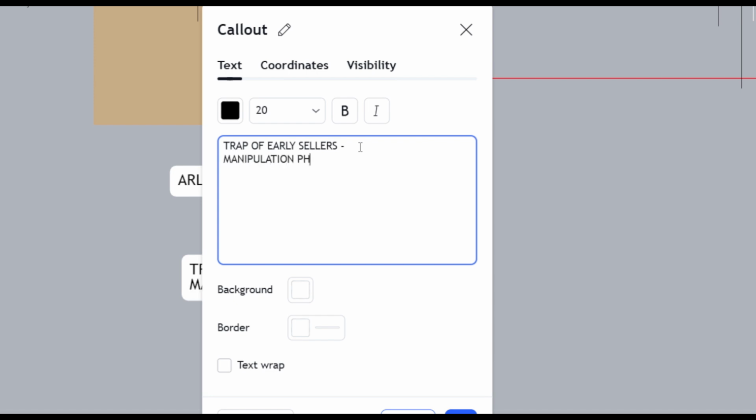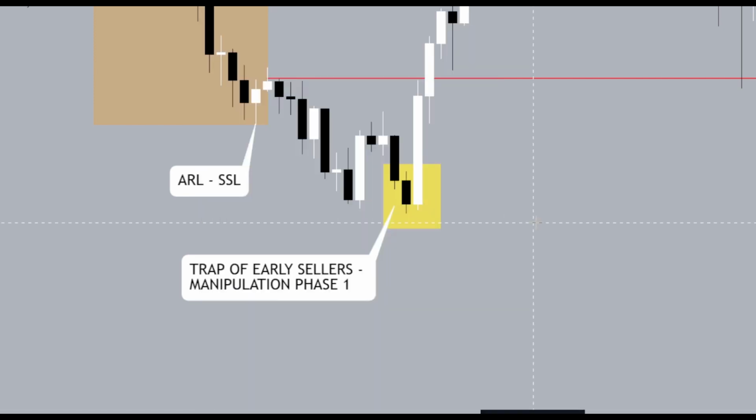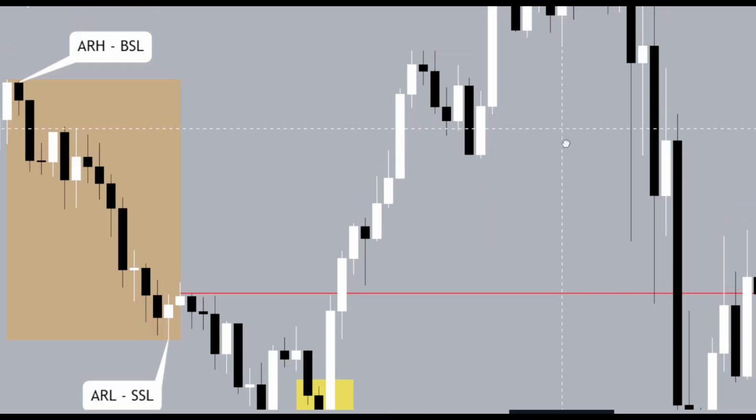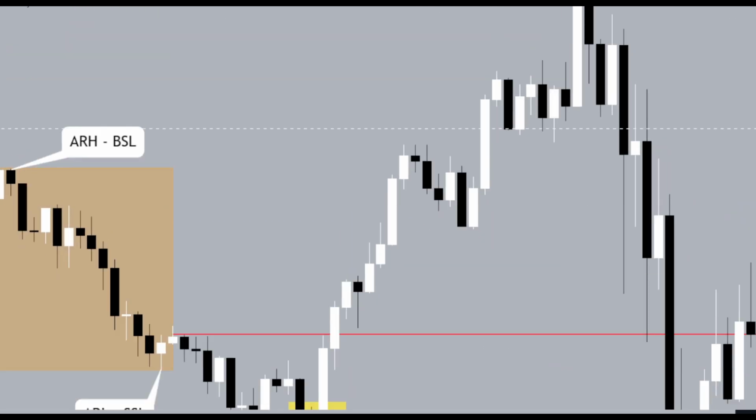Manipulation phase one. The reason we call it manipulation phase one is because there's no surprises in manipulation phase two as well. But this is known as manipulation phase one. And the purpose of this is to entice early sellers into the markets. Now, after we've done that, what happens is in the London and New York session, we rally up, and price gives us structure to work with.